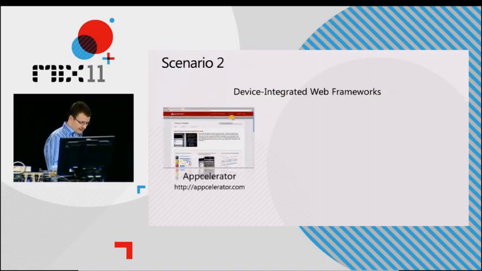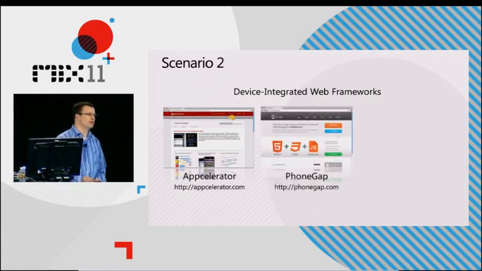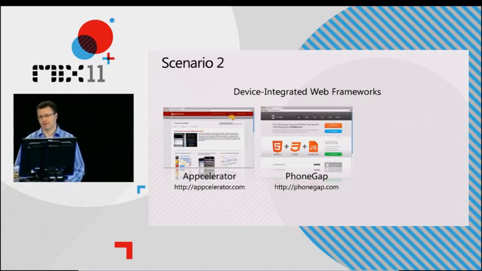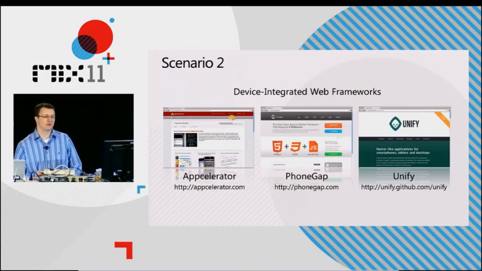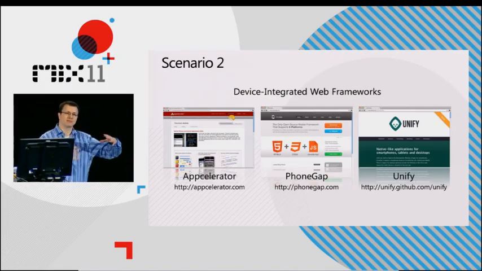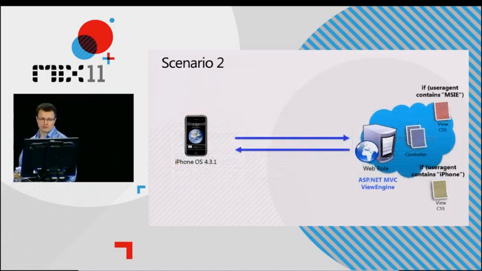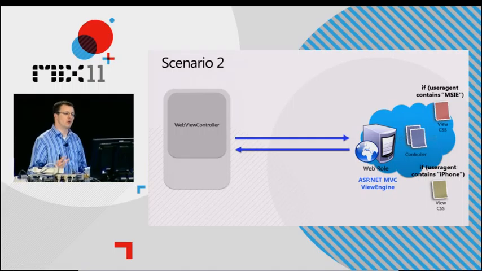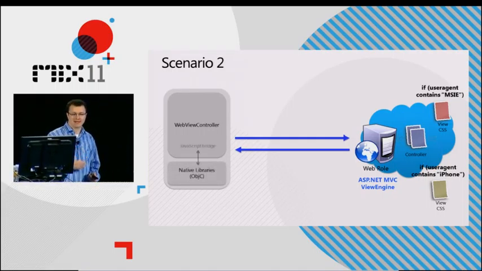So you may have heard of things like Appcelerator from Titanium. PhoneGap is an open-source project from Nitobi up in Vancouver. And Unify is a project from Deutsche Telekom that's an extension of PhoneGap. What a lot of these frameworks do is allow you to create a custom shell that can host web content, but in the context of a native application. So going back to our diagram here, we take the phone app, and effectively you have a shell with a web view controller in it. But you also have access to the native libraries on the phone through a JavaScript bridge.